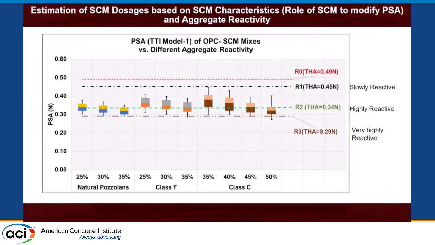Now, the horizontal line is different reactivity. R0 is non-reactive, R1 is slowly reactive, R2 is highly reactive, R3 is very highly reactive. R2 we tested. R3, if the reactivity goes up, your percentage requirement is going to go up because of the pore solution and threshold relationship. This is very clear. So that means what? A percentage requirement for an SCM depends on the SCM characteristics and aggregate reactivity, meaning aggregate threshold alkali, these two parameters.